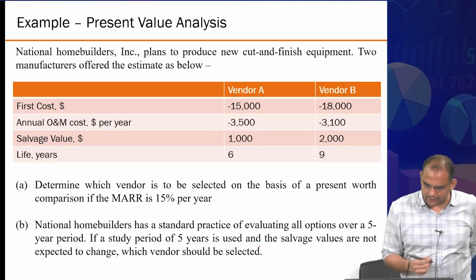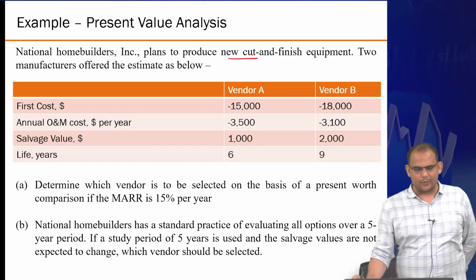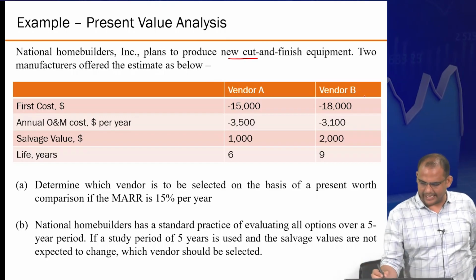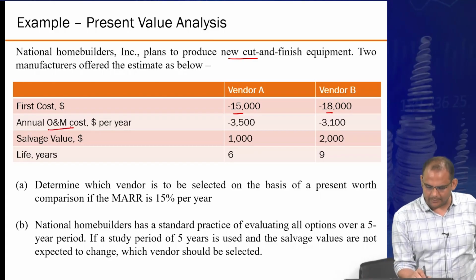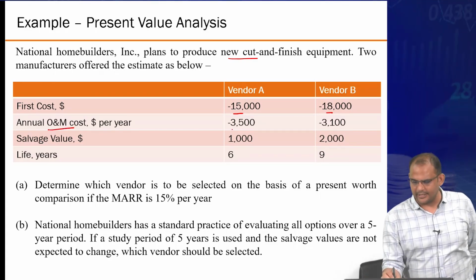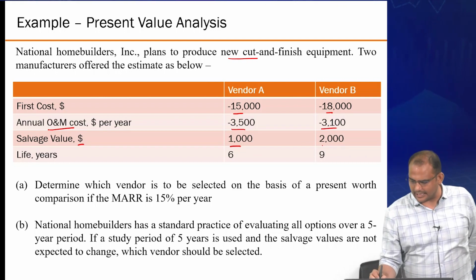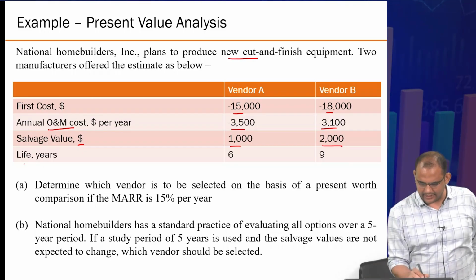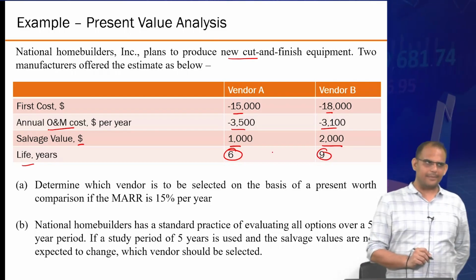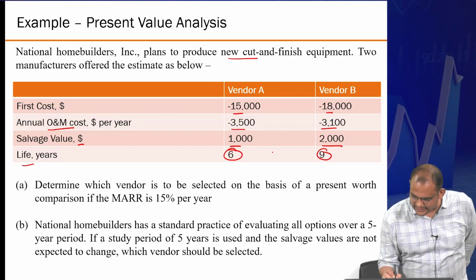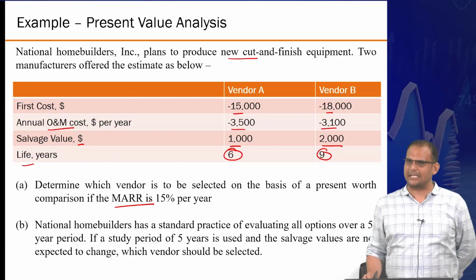Okay, let's have a look here. So there is a national home builders which plan to produce a new cut and finish equipment. Two manufacturers offered the estimates as below. So vendor A and vendor B. First cost is $15,000 versus $18,000. Annual operation and maintenance cost, which is dollar per year, is 3,500 and 3,100 for the two. The salvage value is 1,000 and 2,000. Again, it's dollar. And the life in years is 6 years and 9 years. Right? Making sense? So determine which vendor is to be selected on the basis of a present worth comparison if MARR is 15% per year.